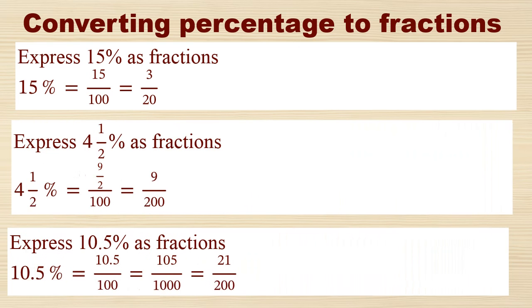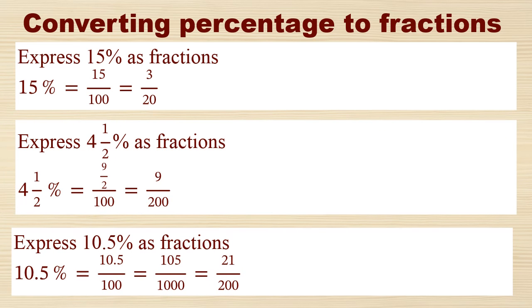Next, express 4 whole number 1 over 2% as fraction. So 4 whole number 1 over 2% is equals to 9 over 2 divided by 100, since we remove the percentage, so we must divide by 100. So 9 over 2 divided by 100 is equals to 9 over 200. When you look at it, there is no number that can divide 9 and divide 200. So 9 over 200 is the required result.